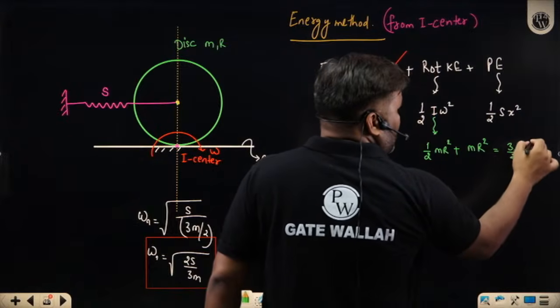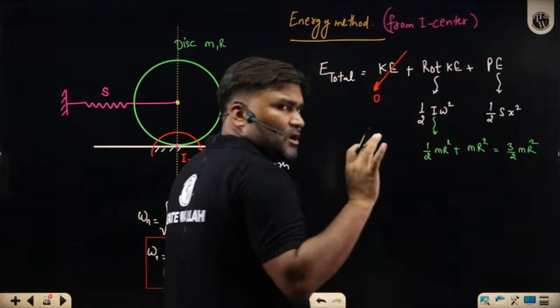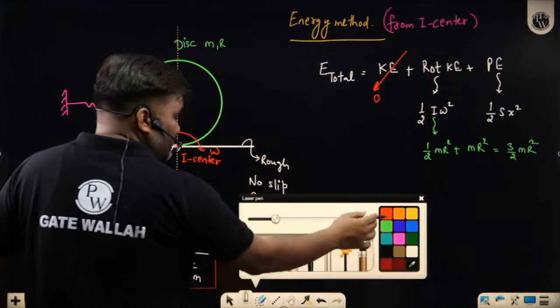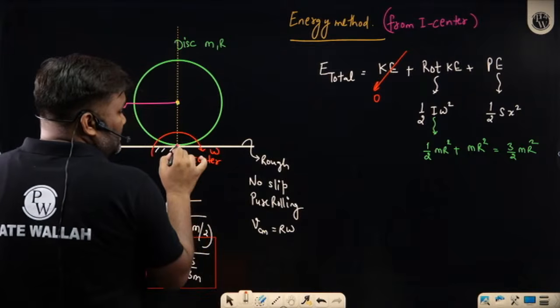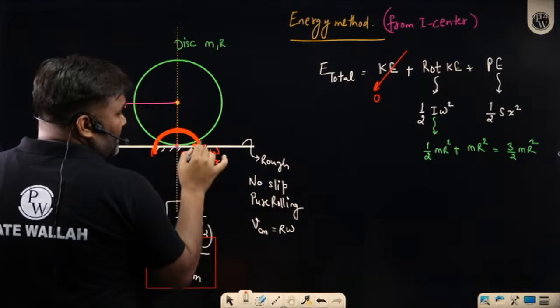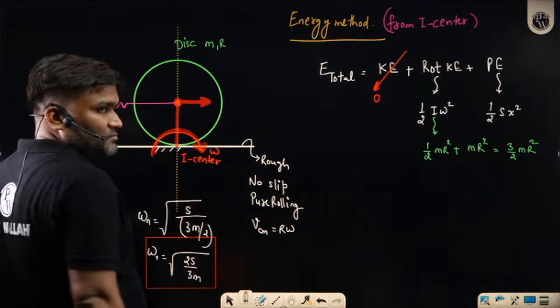And this r square omega square is no doubt there. Can I write this r into whatever this omega is? That's the velocity v, the center of mass velocity v.